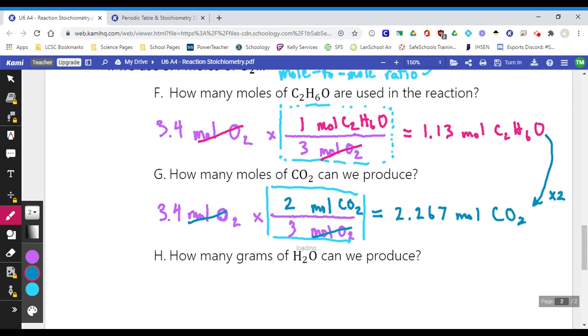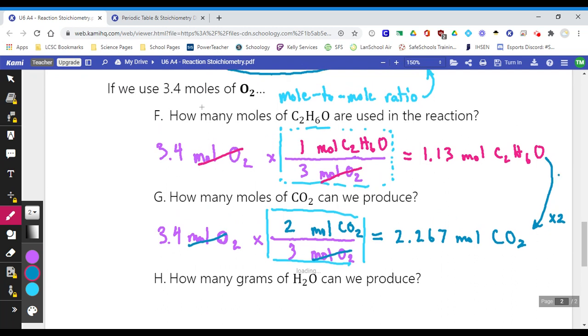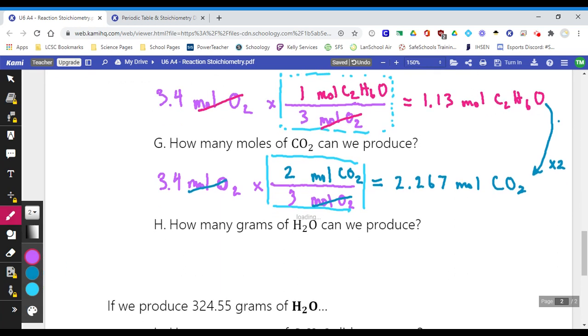Okay, how many grams of H2O can we produce? Well, again, I could start from moles of C2H6O or moles of CO2 and try and go from there. But just to be safe, I'm going to go back to moles of O2 because that's a number I'm given. Okay, so I want to start with 3.4 moles of O2.